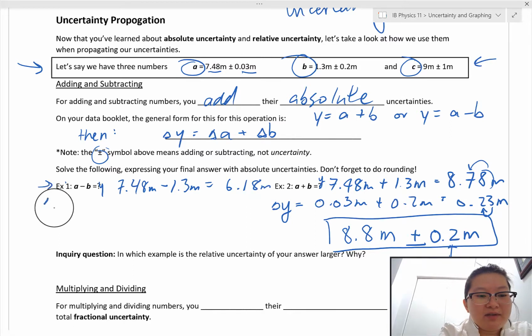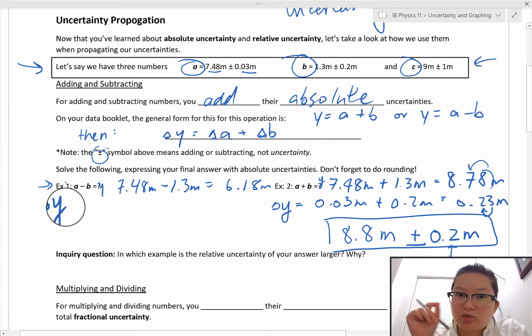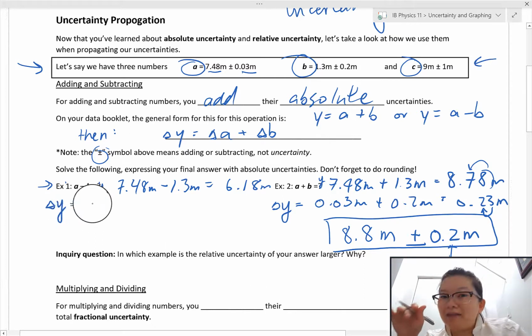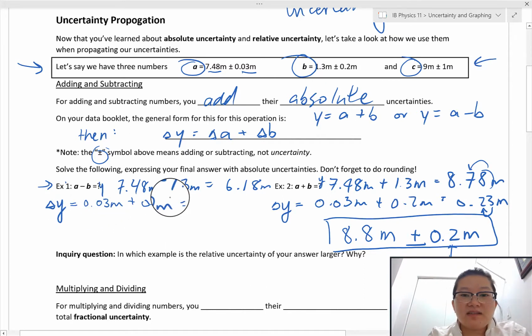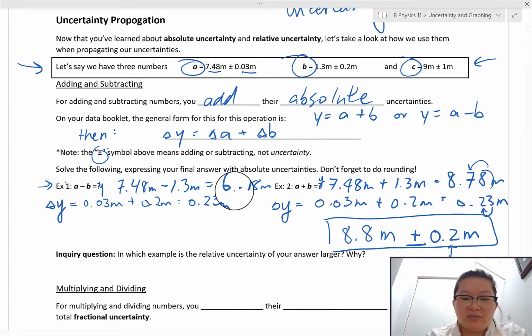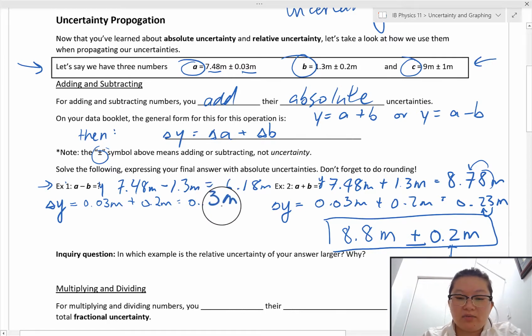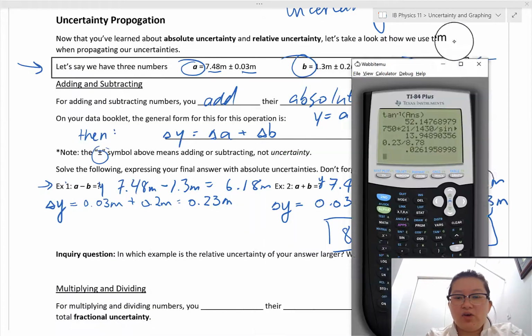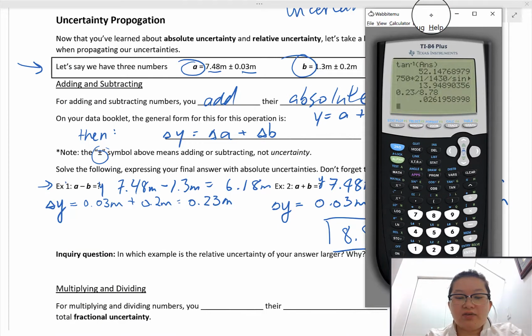And then for my absolute uncertainty, don't forget, even if you're subtracting numbers, you still need to add their absolute uncertainties. And since that's going to be the same as the previous answer, I'm just going to copy that over, 0.23 meters. Okay, and the rounding is going to be similar, but let's double check. Actually, you know what? We don't really need to double check because we know that 0.023 is going to take a larger percent of a smaller number, 6.18, definitely going to be larger than 2%. If you really want to, we can just double check. Okay, and we can see that it is definitely greater than 2%.